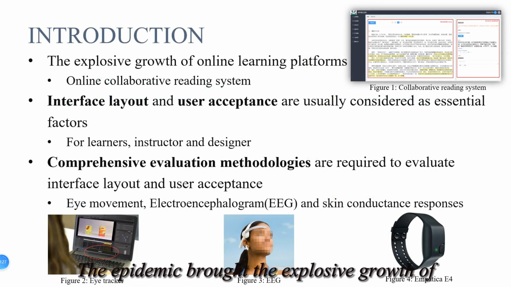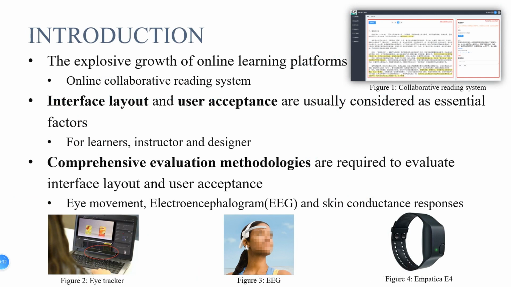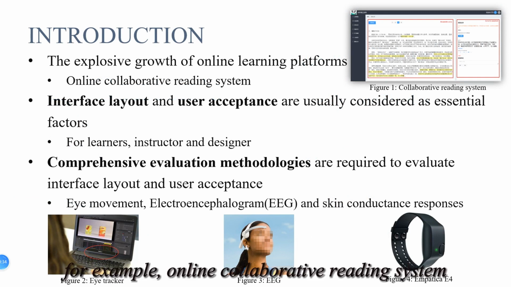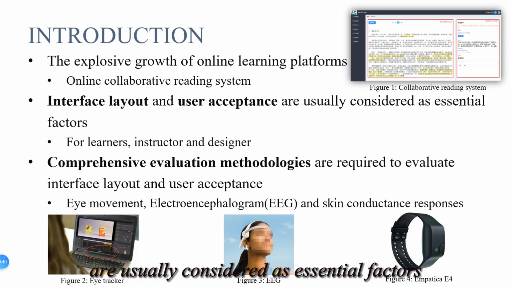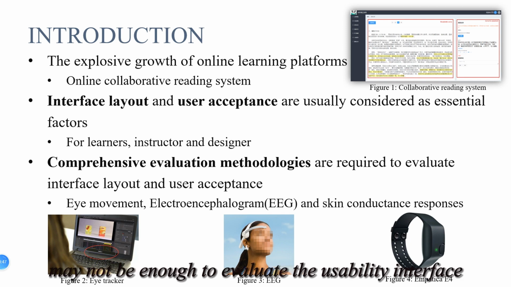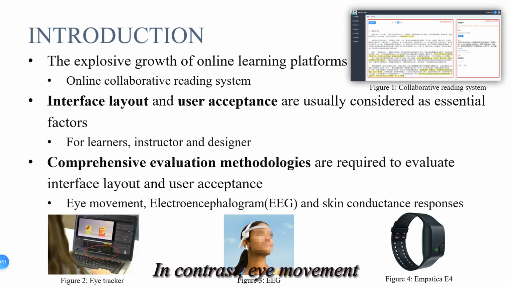The epidemic brought the explosive growth of online learning platforms, for example, online collaborative reading systems. To design such a system, interface layout and user acceptance are usually considered as essential factors. However, this type of single-modal data may not be enough to evaluate the usability and interface interaction design. In contrast, eye movement, EEG, and skin conductance response can provide a new way to evaluate.